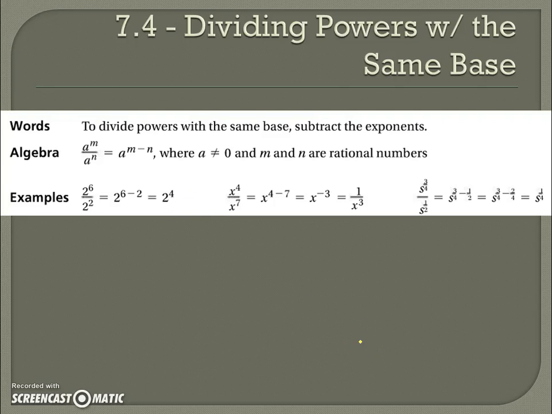What's up, guys? We're going to continue here with Chapter 7, Section 4. Now we're going to be talking about division. We just finished up multiplication, so now it's on to division, dividing powers with the same base. You want to make sure that you pause and copy out this entire slide.